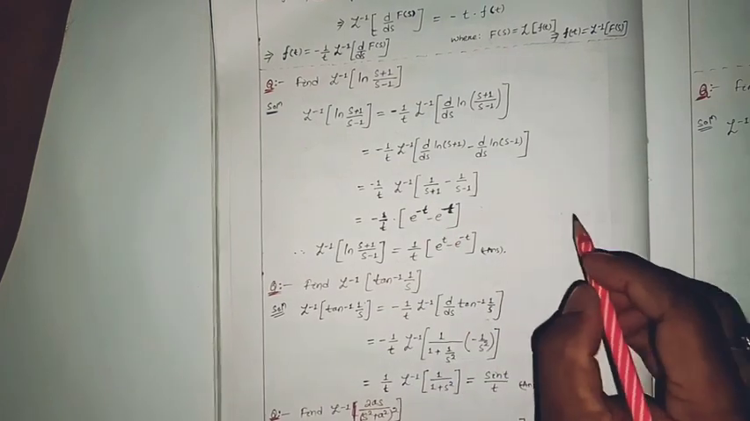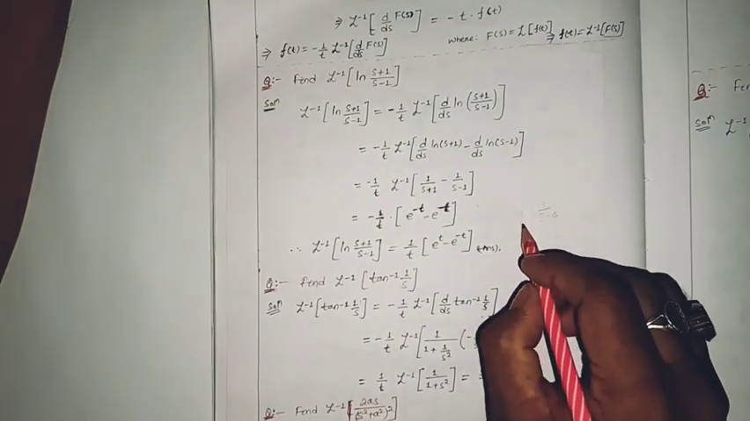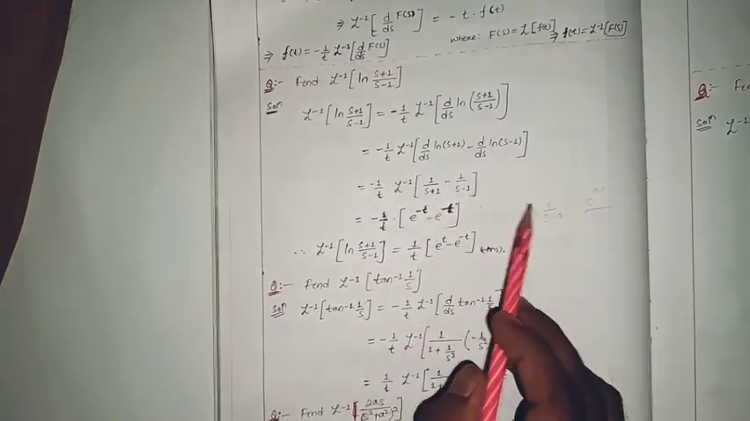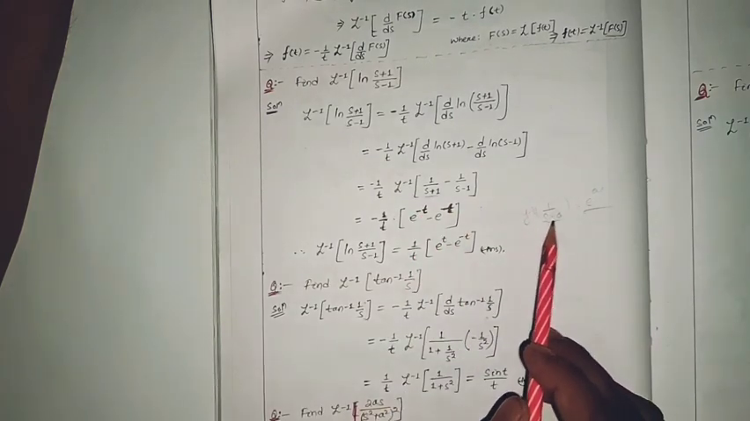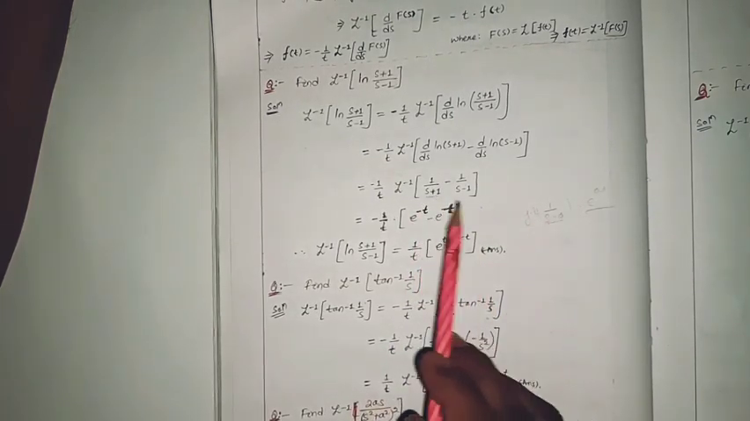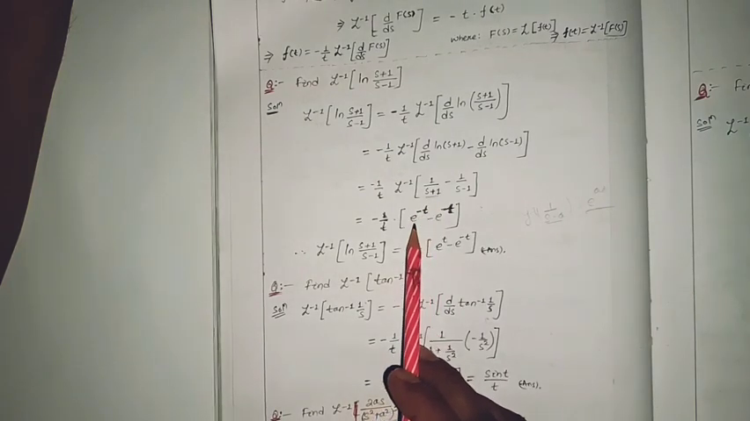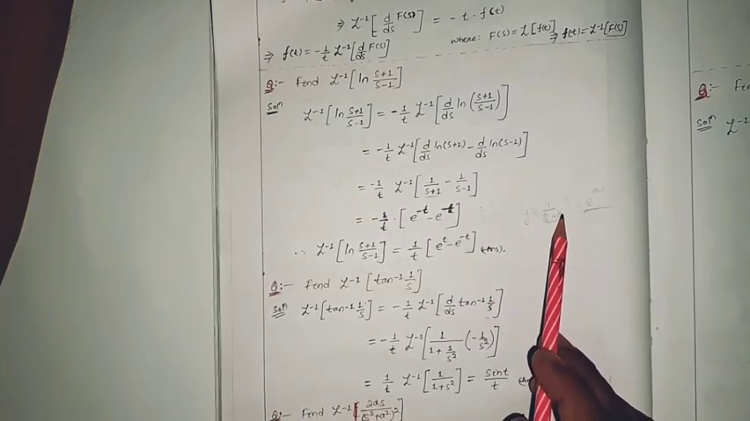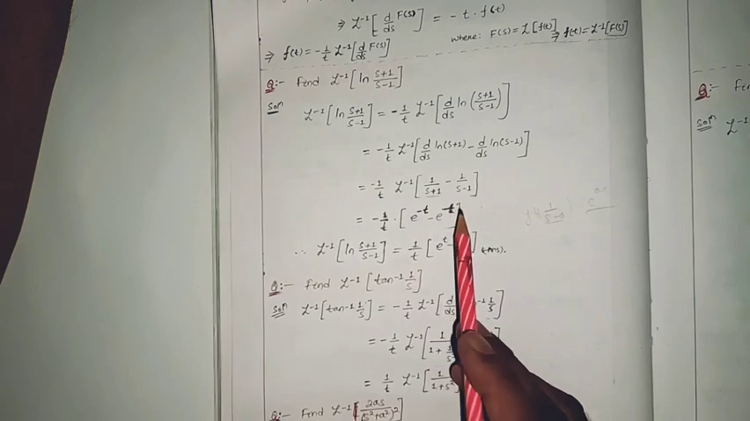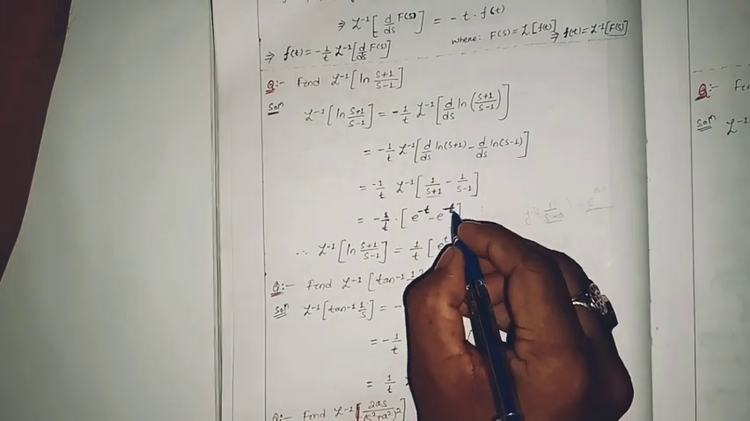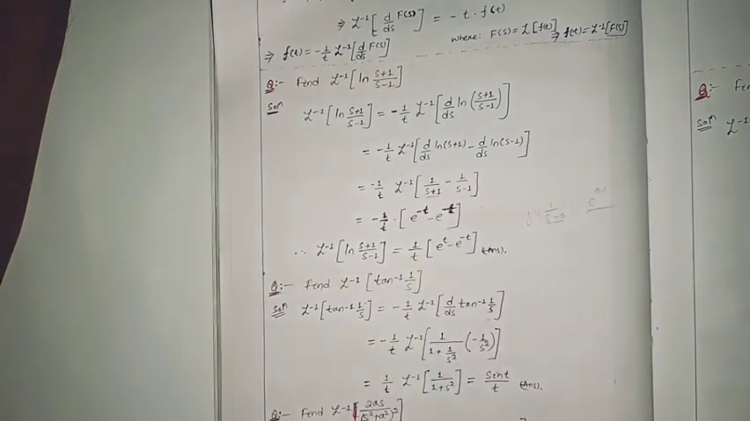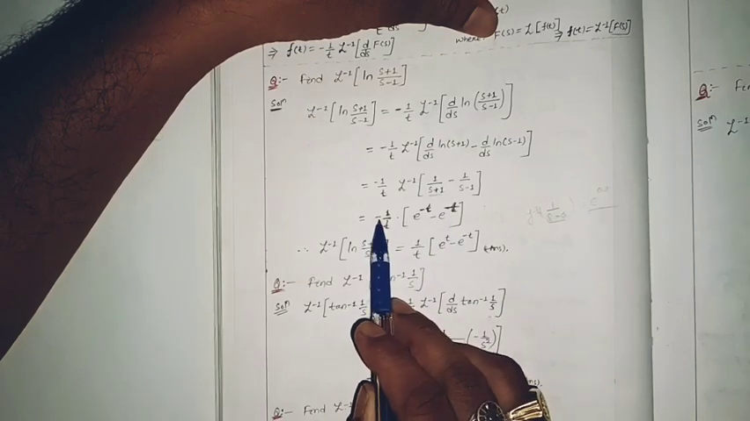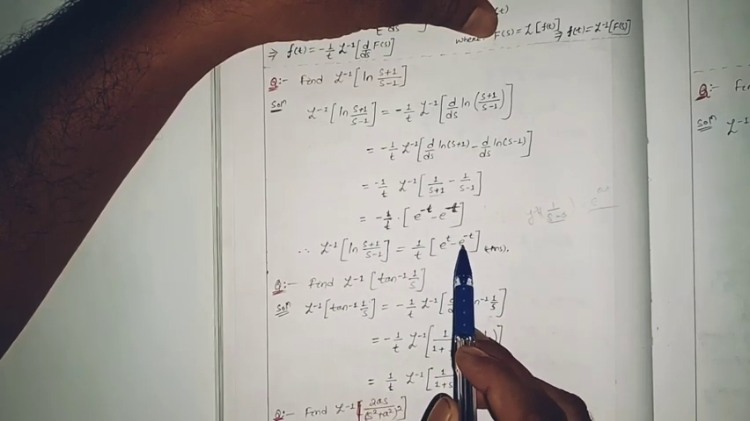We know that the inverse Laplace transform of 1 by s minus a is e to the power at. Here a is minus 1, so the answer will be e to the minus t. For the other term, comparing with s minus a, a is 1, so e to the t. So the answer will be 1 by t times e to the t, and with the minus multiplied in, it is e to the t minus e to the minus t.